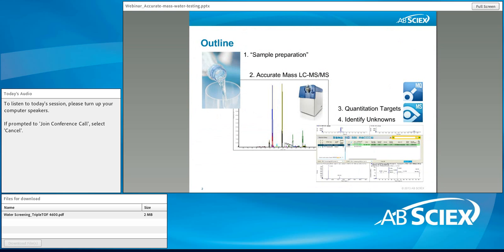Quick overview about my presentation. First, a couple of thoughts about sample preparation and other front ends before we feed our sample into the accurate mass LC-MS system. Then I would like to cover a couple of details of the technology and performance criteria of the SCIEX TOF family before I dig into application data. I would like to highlight a few features: how to quantify, how to identify known or unknown compounds in water samples, and a couple of very important software features there.